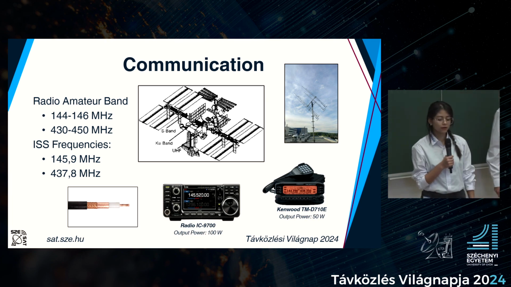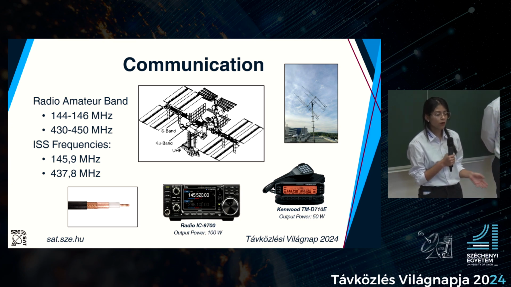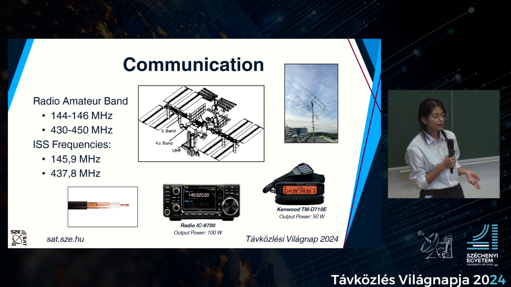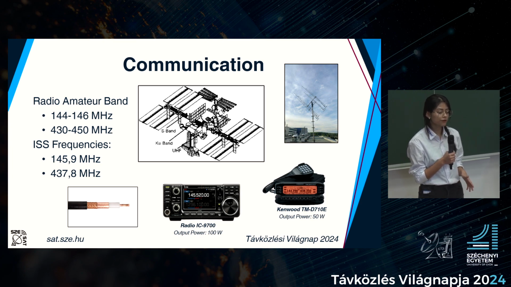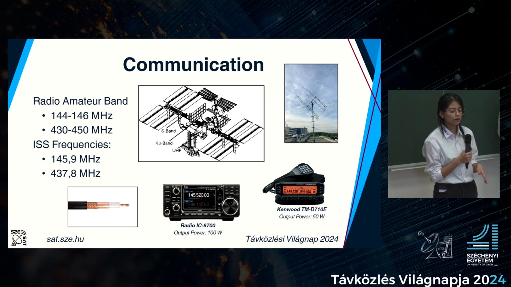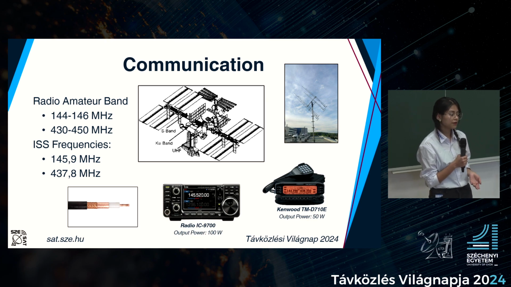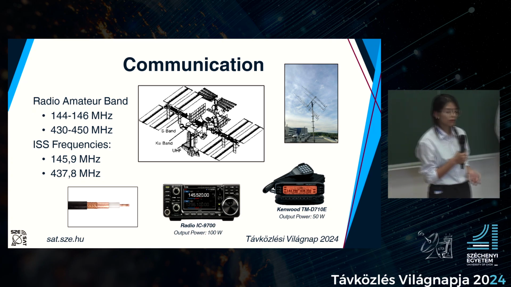In the communication system, first we have our transceiver equipment, that is the radio AC 9700 with an output power of 100 watts in FM. Then we have two giant antennas. The first giant antenna uses the radio amateur band 144 to 146 MHz for uplink, with a wavelength of 2 meters, and the second giant antenna uses the radio amateur band of 430 to 450 MHz with a wavelength of 0.70 meters. Also, we use coaxial cable.